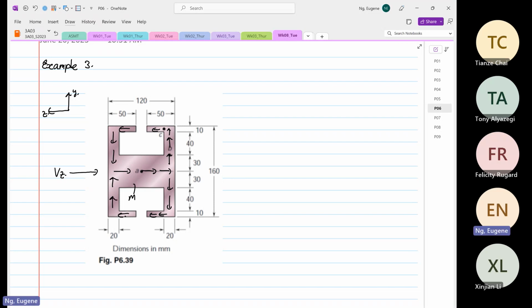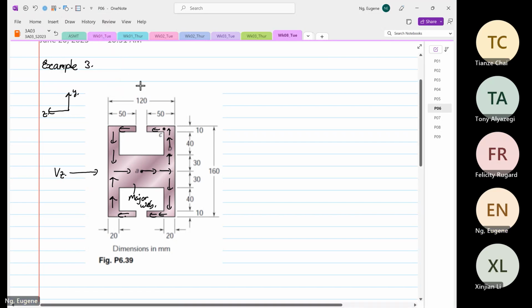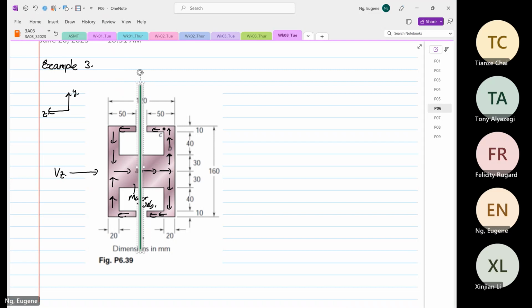Because this over here is your major web again. It controls the flow, right? So now we are going to find the first moment of area about the y-axis. Right. So now we're going to find the first moment of area about the y-axis now. Okay. So we will do that again.